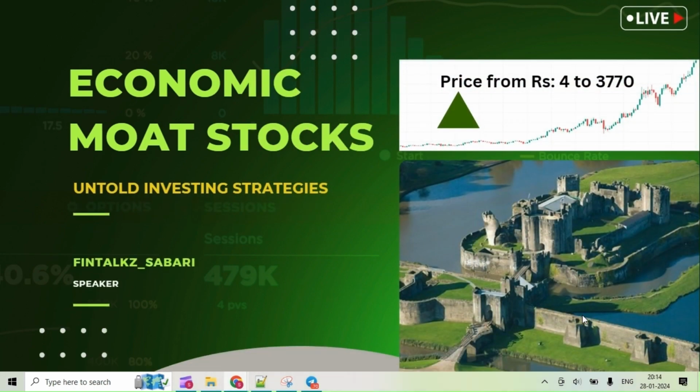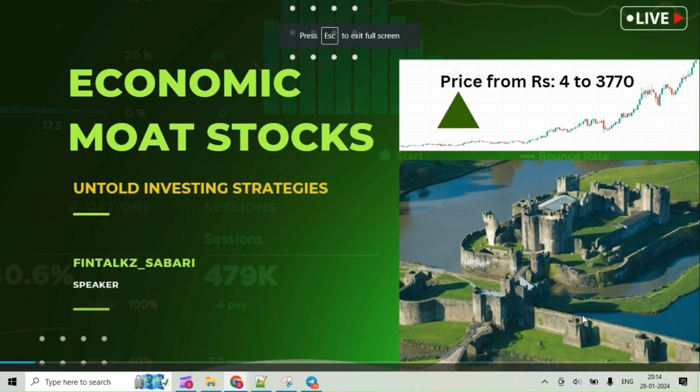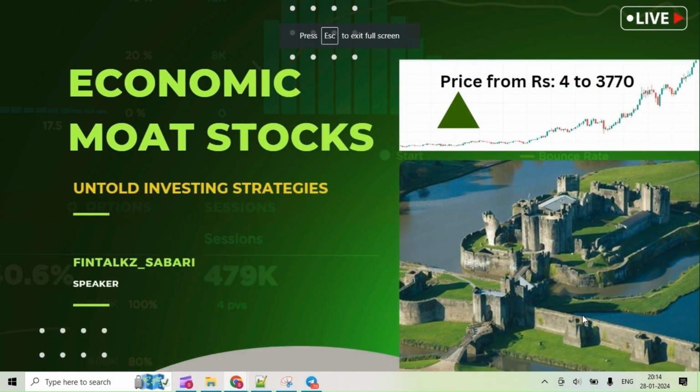Today we will dive into the fascinating world of moat investing, a strategy that separates the knowledgeable from the ordinary. I will guide you through the concept of economic moats, how to identify companies with strong defenses, and why incorporating moat stocks into your portfolio can be a game changer.